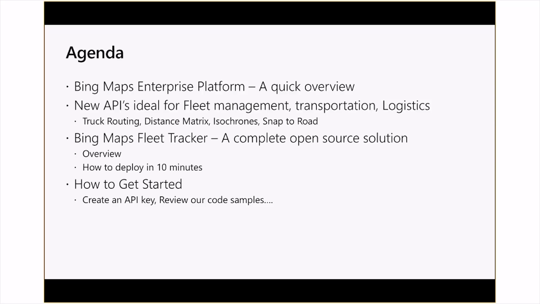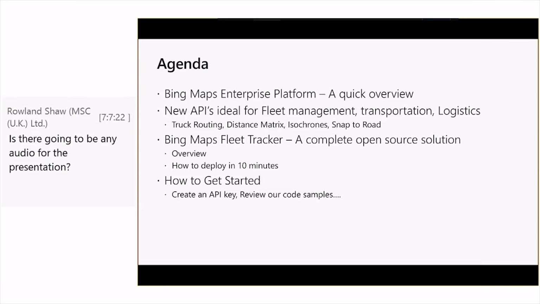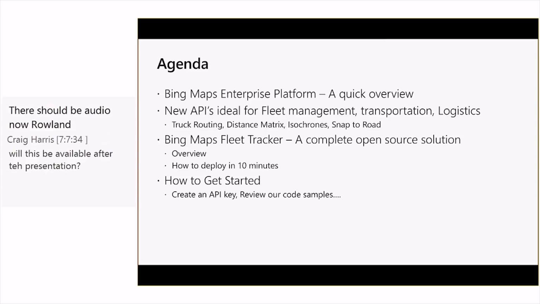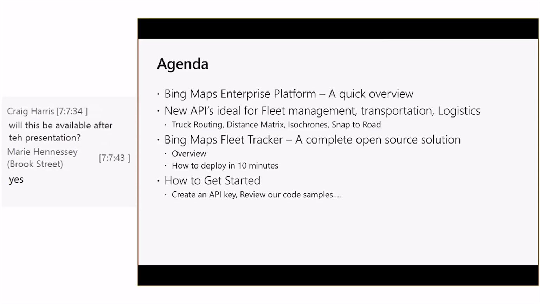A quick look back at the core mapping platform that's part of Bing Maps for Enterprise. Then we'll look at the new APIs that we've released over the last 4 months that we've been saying are really optimized for fleet management. But as you'll see, you can use them in other industries as well. But together they really form a powerful grouping that has really taken off in fleet management, transportation, and logistics. And there you'll see these new APIs are for truck routing, distance matrix API, isochrones, and snap to road.